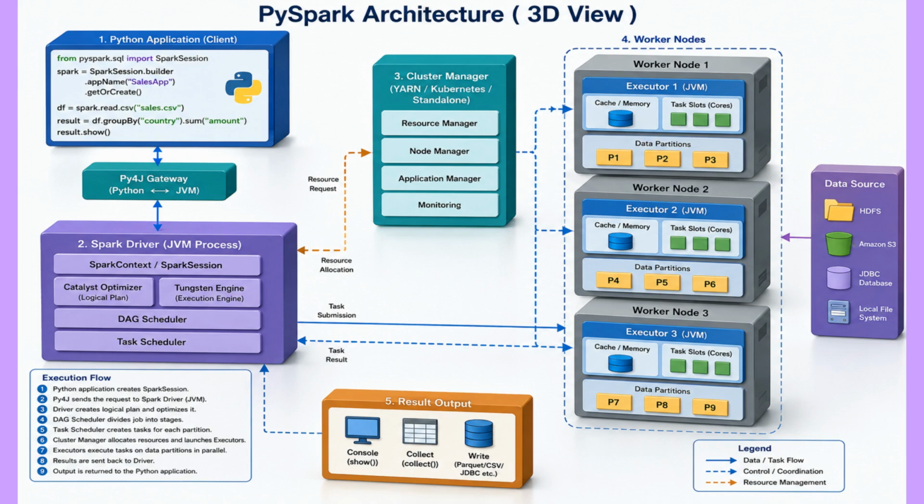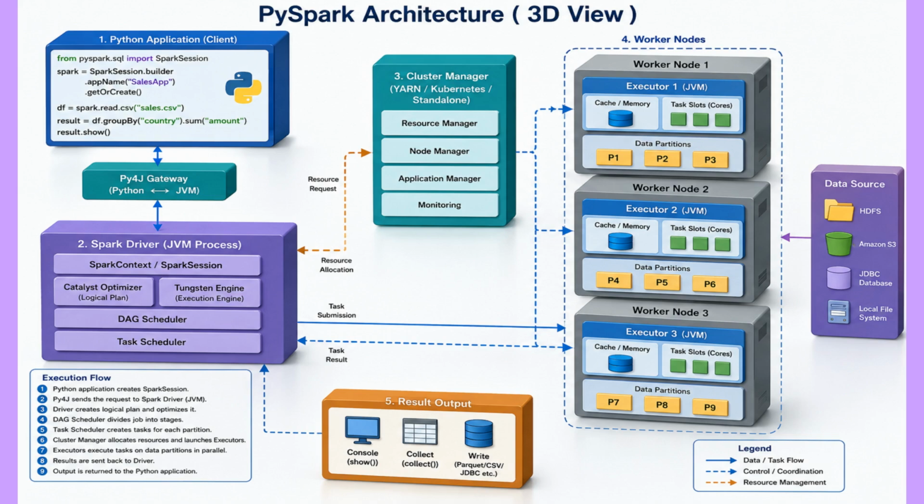Results returned to driver. After all tasks complete successfully, executors send their results back to the Spark driver. The driver collects and combines results from all executors. It then prepares the final output requested by the application. Output generation. The final output can be displayed on the console using the show action. It can be collected into the driver's memory using the collect action. Or it can be written to storage systems such as Parquet files, CSV files, databases, cloud storage, or data lakes. This completes the execution cycle of a PySpark application.